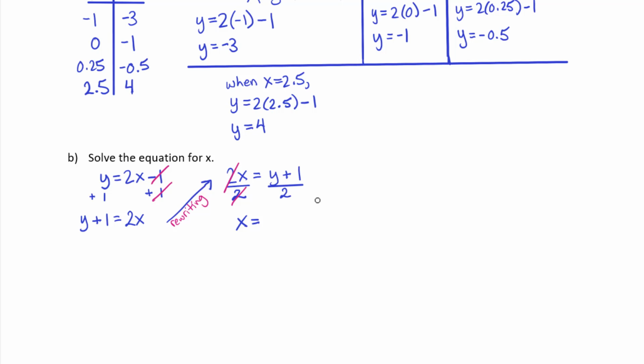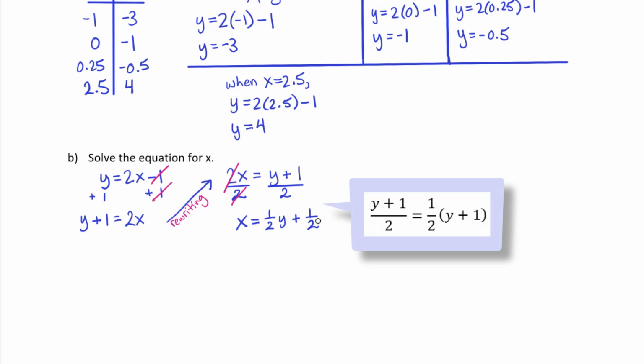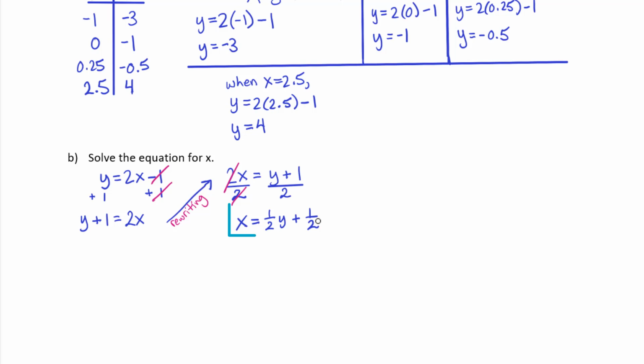Now, when you have two numbers added on the top of your fraction, both over the same denominator, they can be separated out. So y plus 1 divided by 2 can be written as 1/2 y plus 1/2. Dividing a quantity by 2 is the same as multiplying it by 1/2. So here we're just distributing the 1/2 over y plus 1. But the answer here is x equals 1/2 y plus 1/2.